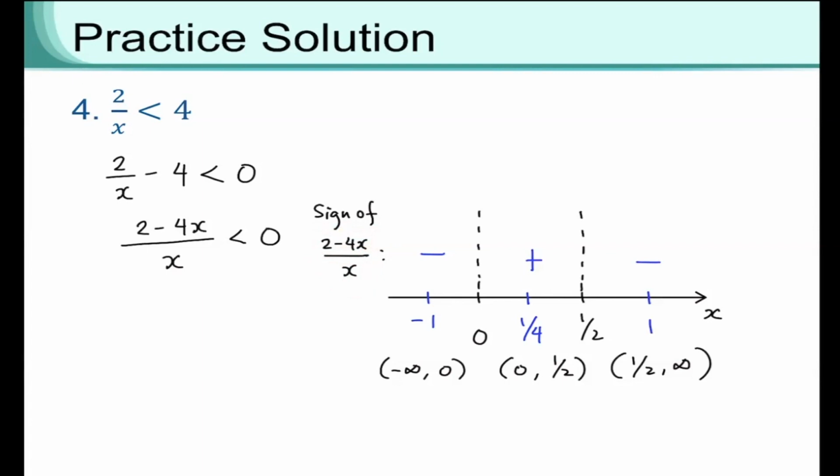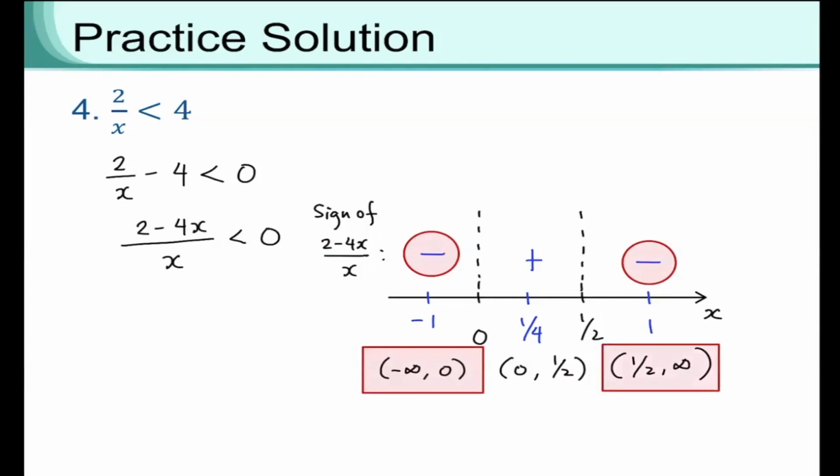And we want to find the x values that will make this left-hand side less than 0. So if it is negative, then it is clearly less than 0. So we have to choose this negative sign and negative sign. So the solutions are these two intervals. This is strictly less than, so we don't have to check whether these two are solutions. So the solution set here is the set negative infinity to 0 union with 1/2 to infinity.